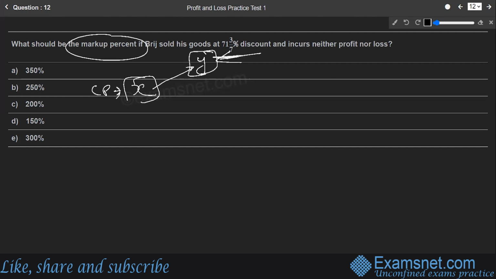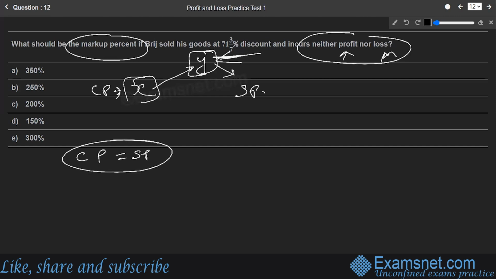And then the shopkeeper has the advantage of giving some discount on the mark price also. If this kind of discount is offered, then whatever is the selling price, they are saying there should be no profit and no loss. Whenever there is a situation of no profit and no loss, then obviously the cost price is equal to the selling price. So they are asking how much should be marked over the cost price, so that after giving a discount of 71 3 by 7%, there is no profit and no loss.